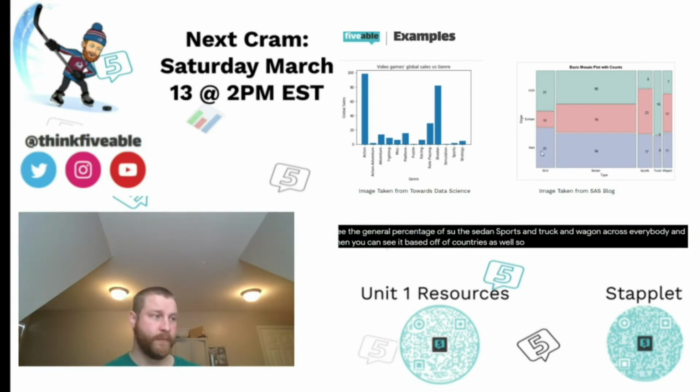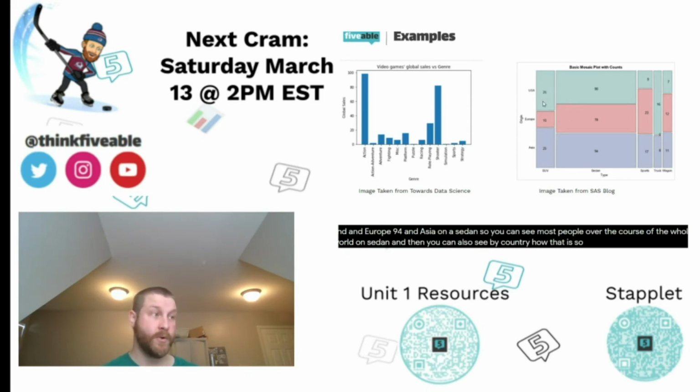So 25 people in Asia owned an SUV, 10 people in Europe owned an SUV, and 25 in the US owned an SUV. Okay, 90 in the US owned sedan, 78 owned a sedan in Europe, 94 in Asia owned a sedan. So you can see most people over the course of the whole world own sedan, and then you can also see by country how that is.